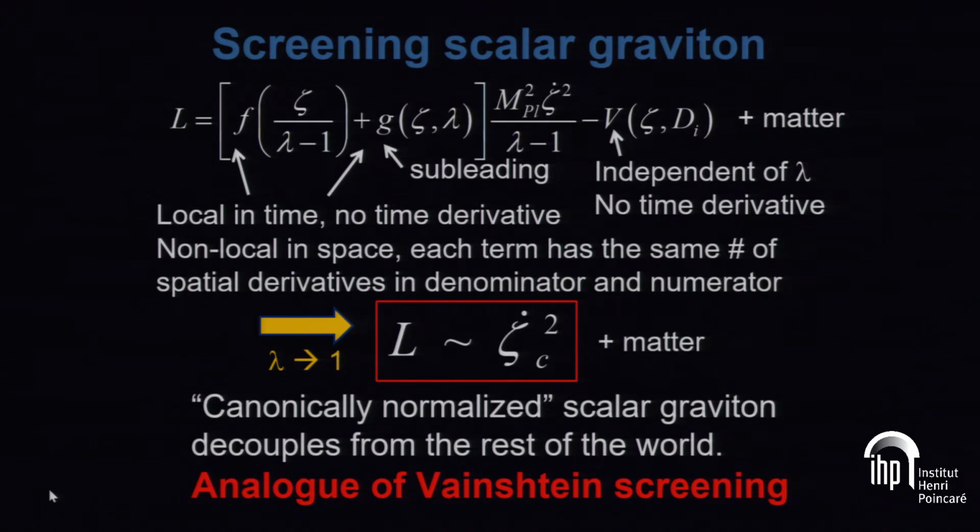This is the schematic picture of the action for the scalar graviton around a Minkowski background. Theta is a scalar graviton, basically the curvature perturbation. And this has a kinetic term, theta dot squared, divided by lambda minus 1.